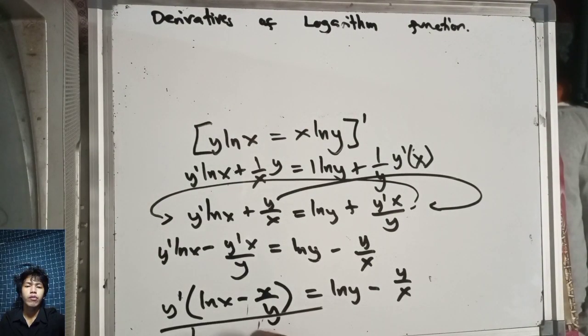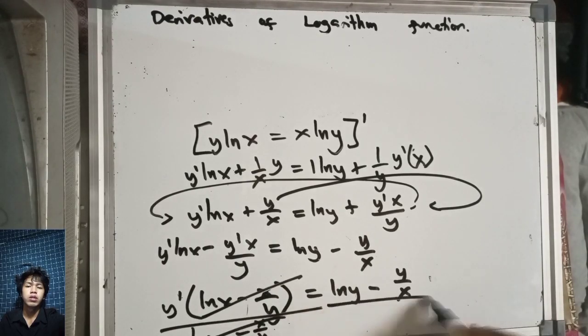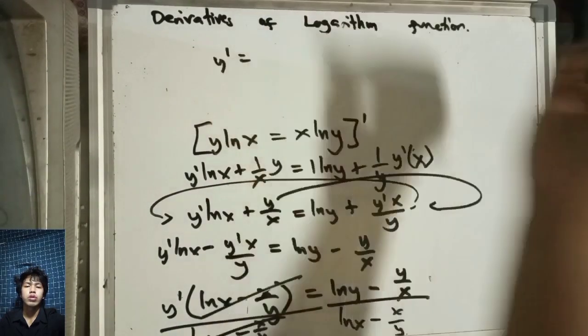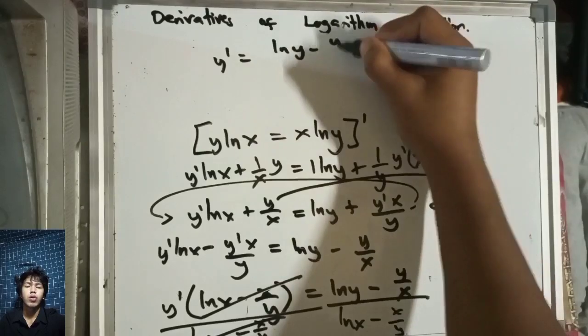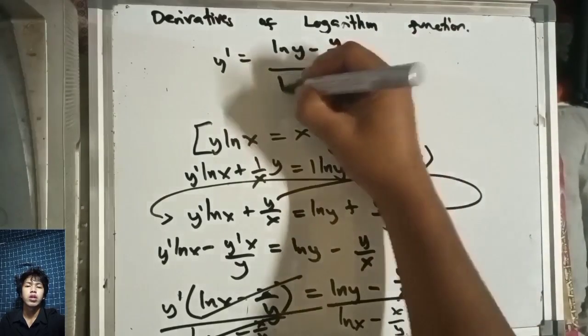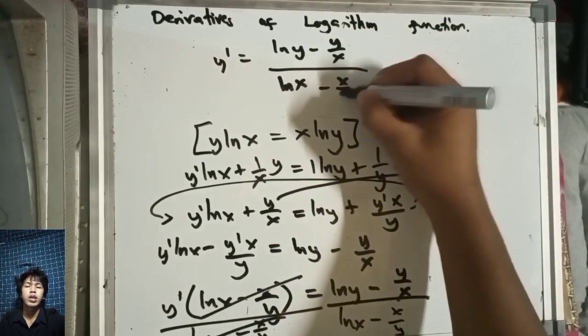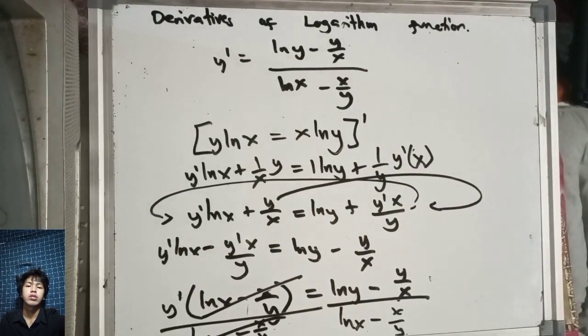We're going to divide both sides by ln of x minus x over y, so that this will cancel out, leaving us with y prime equals ln of y minus y over x, all over ln of x minus x over y.